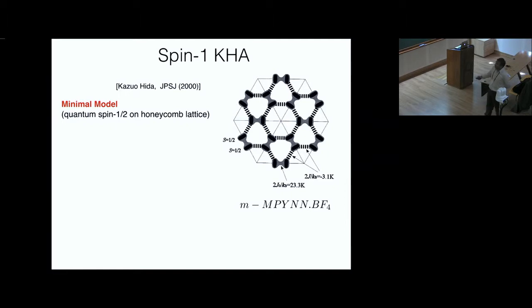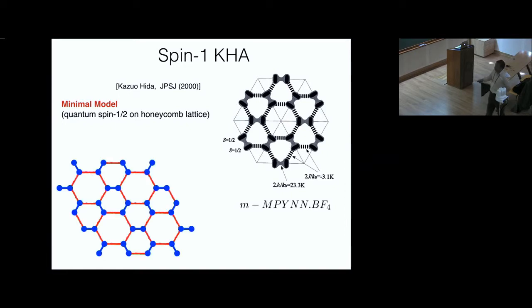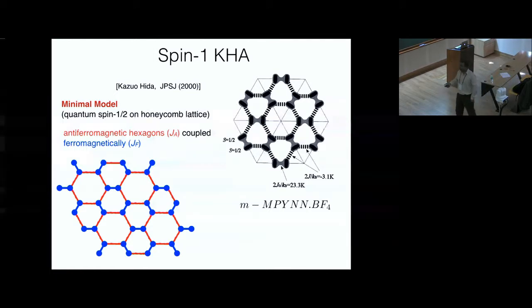So this is the model that Hida constructed, which is directly motivated by the structure that experimentalists suggest. In a nutshell, you can think of it as antiferromagnetic hexagons. These red bonded hexagons are the antiferromagnetic spin halves, but they are coupled ferromagnetically. These blue links are the ferromagnetic couplings between these antiferromagnetic hexagons, which is nothing but the effective physics of these organic salts.